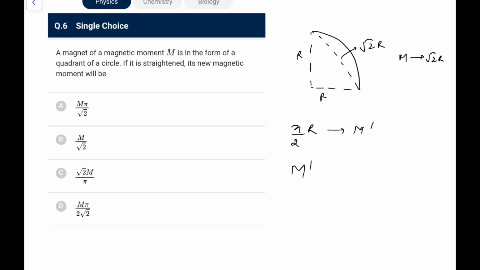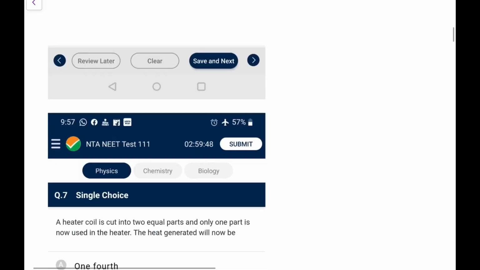So what would be the M dash? So M dash directly I can say that would be M upon root 2R into pi by 2R, because it is proportional to the length. So R and R goes, so it is pi upon 2 root 2 times M. Which comes out as option D here. Go for D. Next one.